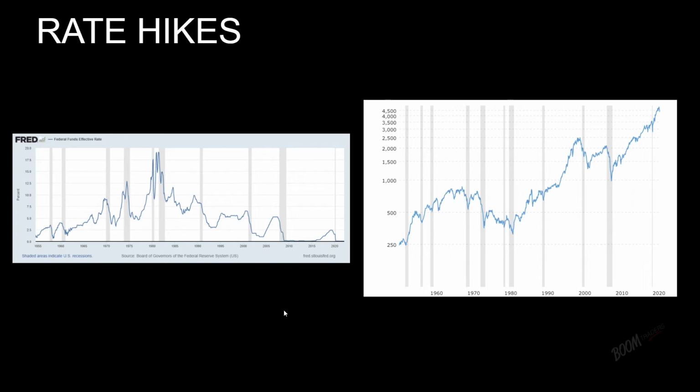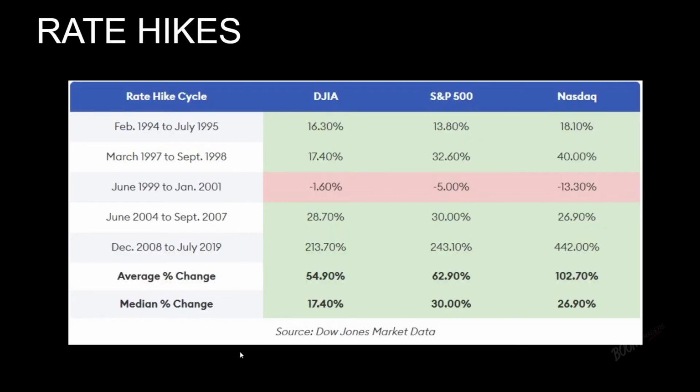And to further solidify my statement, here is some information from the Dow Jones Market Data Service, which can show you the performance of the three major indices. They don't have the IWM right here, but you have the Dow Jones, S&P 500, and NASDAQ during the rate hike cycle. From February 1994 to July 1995, the Dow Jones returned 16.3, the NASDAQ returned 18.1, and so forth.